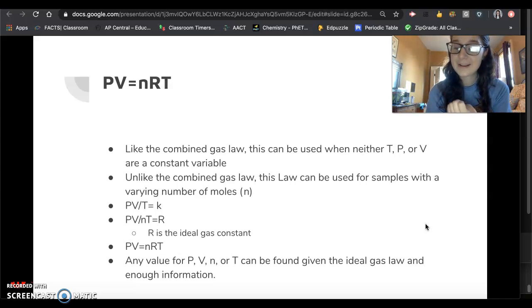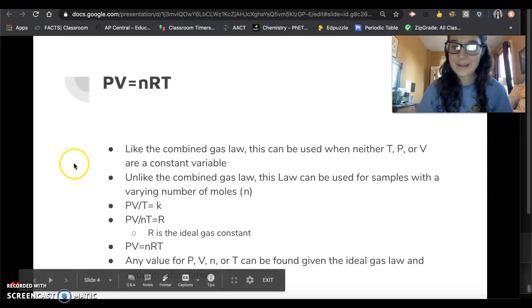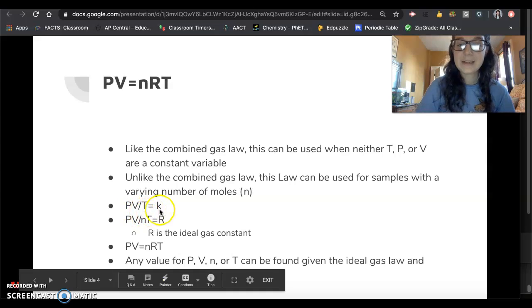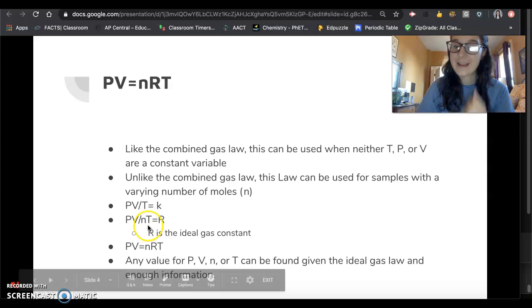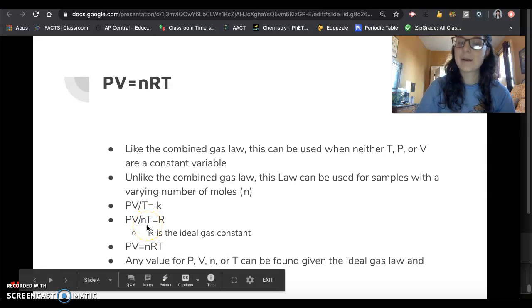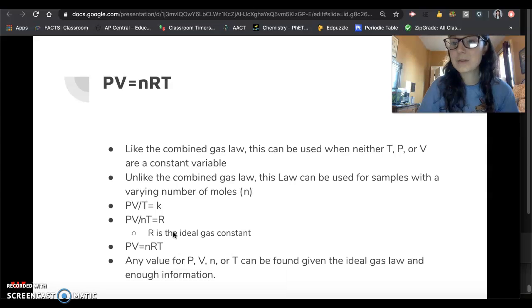Unlike the combined gas law, this ideal gas law can be used for samples with varying numbers of moles, like I said before. So remember, PV over T equals K, that's our combined gas law. Here we are also considering n. n goes on the bottom with T because it is directly related to pressure and directly related to volume, just like temperature is. And instead of K, we use R.